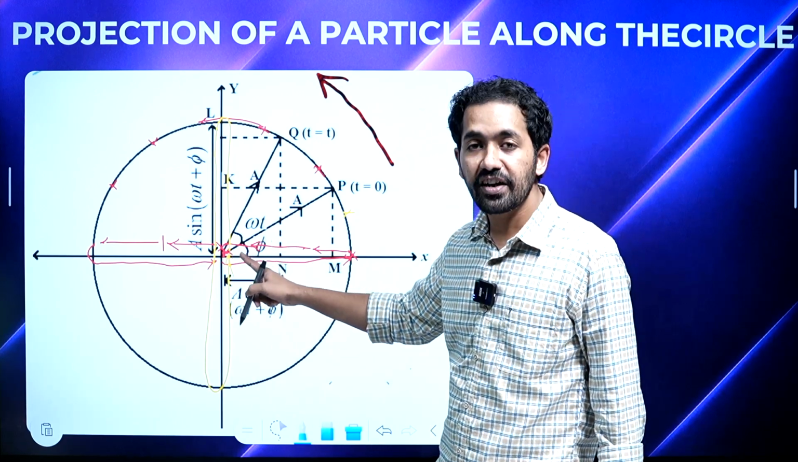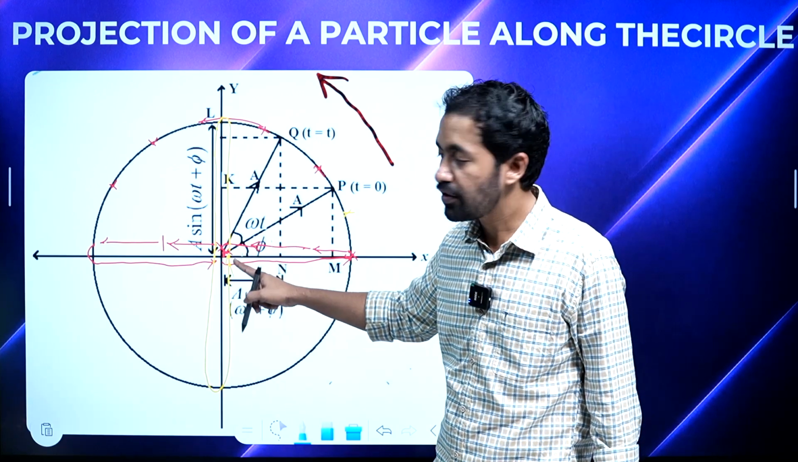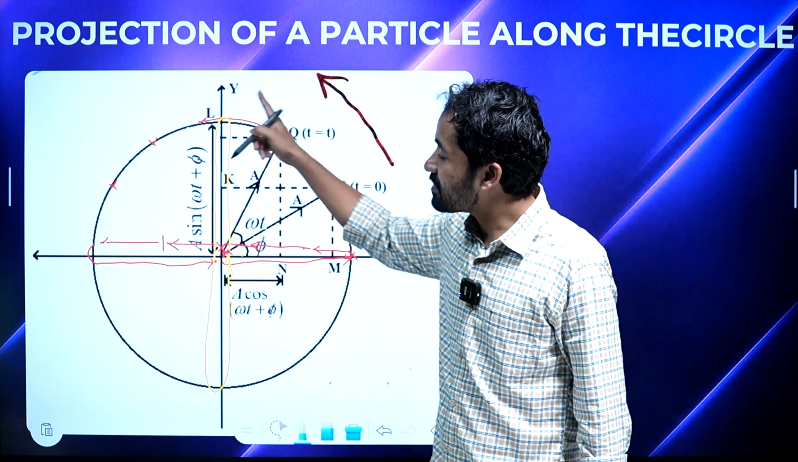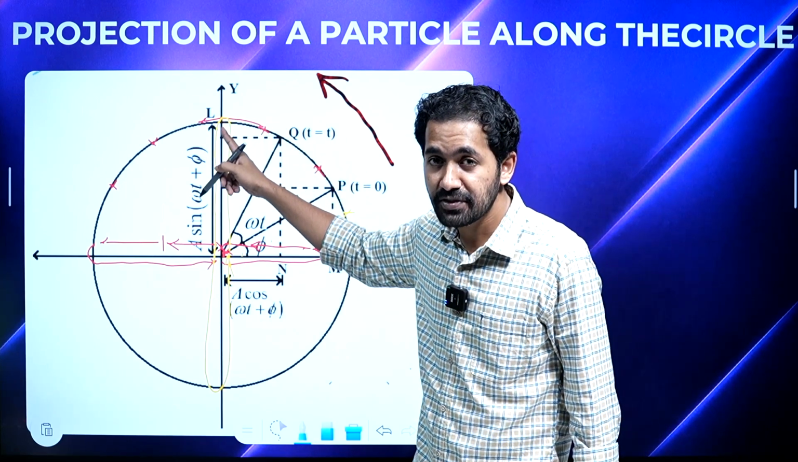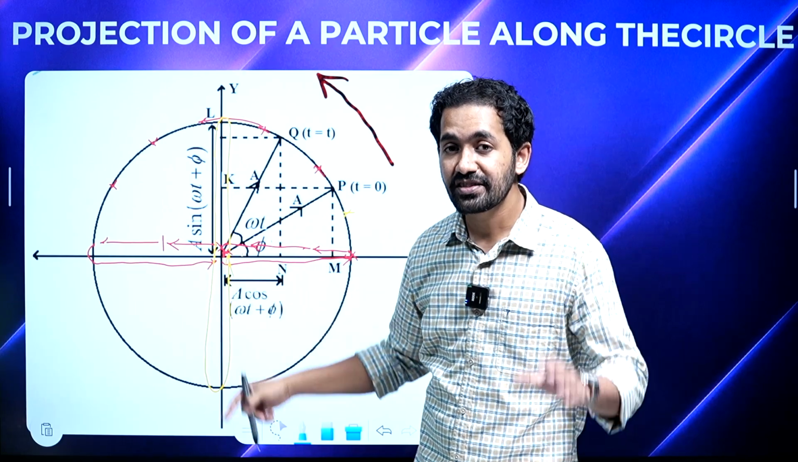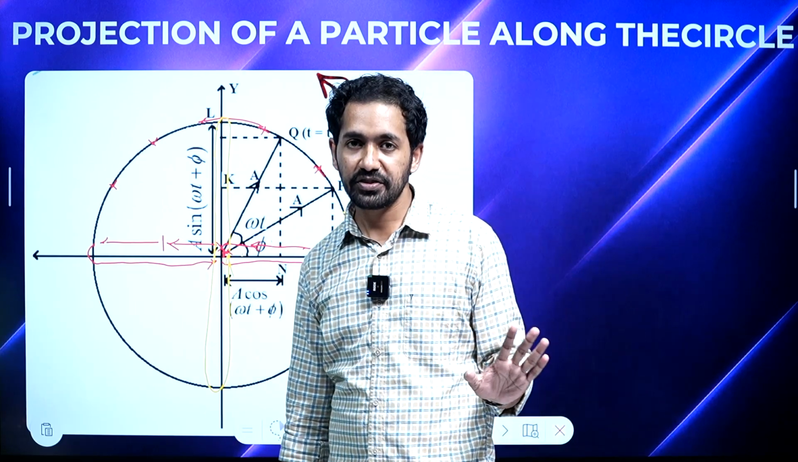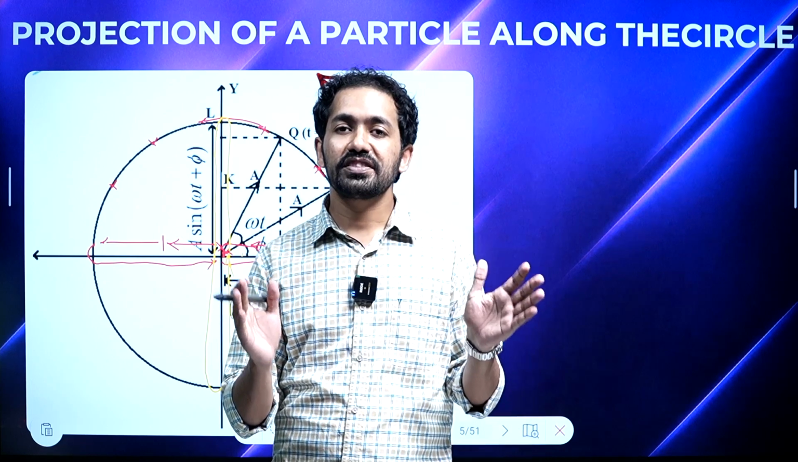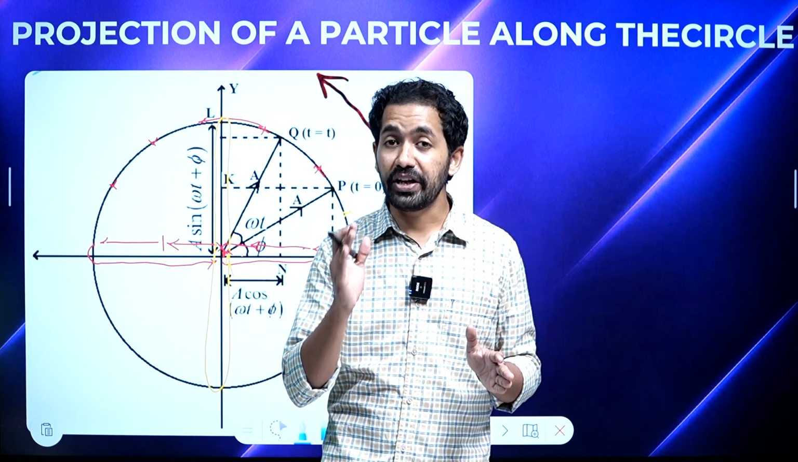So when you started, the projection along the y-axis is 0 and the projection along the x-axis is maximum. As the projection along the x-axis has become 0, the projection along the y-axis has become maximum. Understood? So, when you consider the motion of the particle along the circle, it is an example of periodic motion.